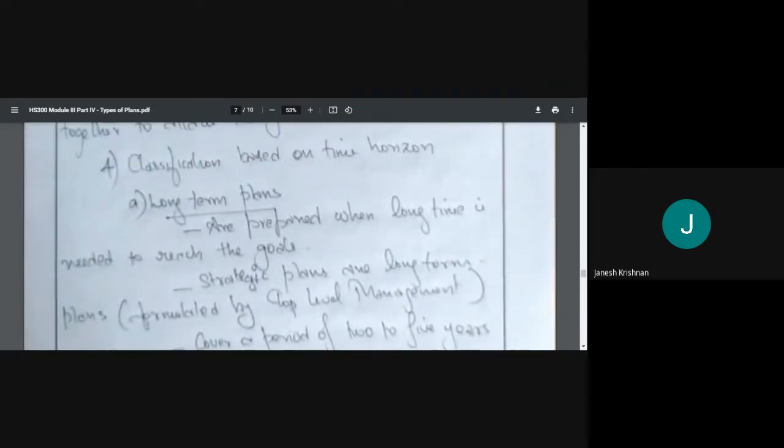Now today what we are going to do is the next three. Okay. The classification based on time. How much time do we have? How much time do we have to perform the plan? Okay. Based on time horizon. Horizon means time. അത്ര കാലയളവ്.